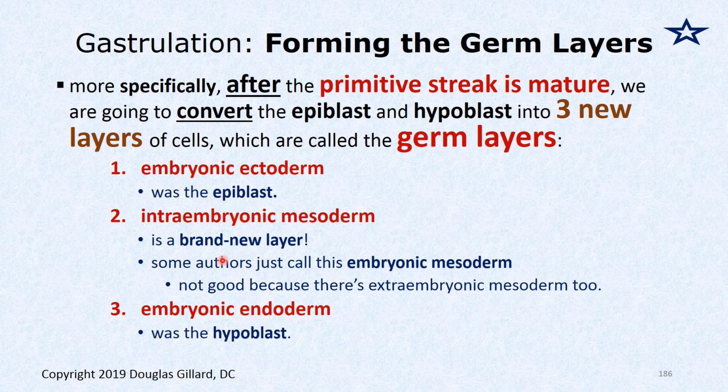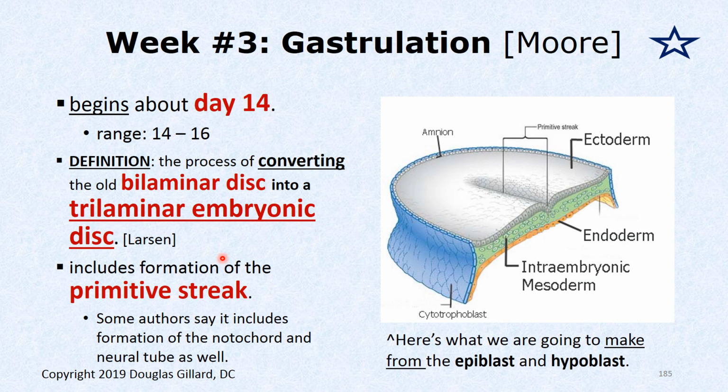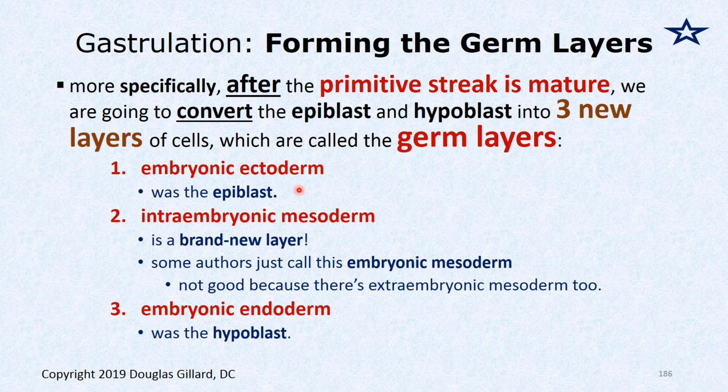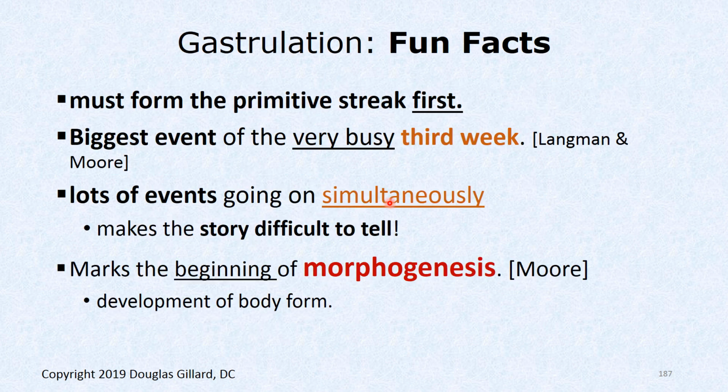Then we have a brand new layer. That's the sandwich layer right here, this green layer. This is the mesoderm, or intraembryonic mesoderm. And then we're going to turn the hypoblast layer down here into the embryonic endoderm. Notice we have an embryonic ectoderm, an embryonic endoderm, and an intraembryonic mesoderm, because it's sandwiched between the two embryonic layers. Okay.